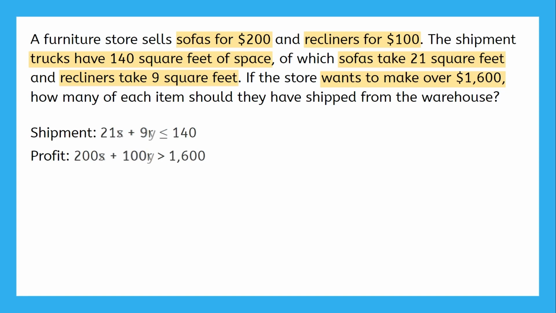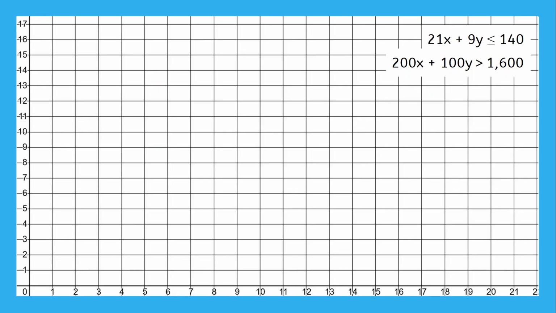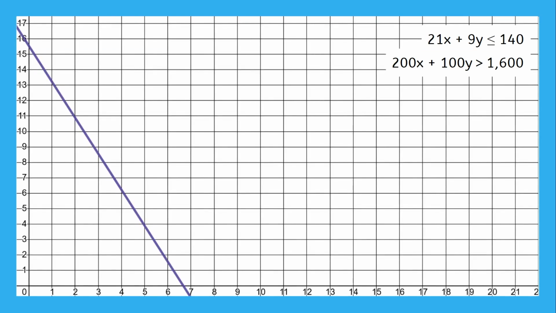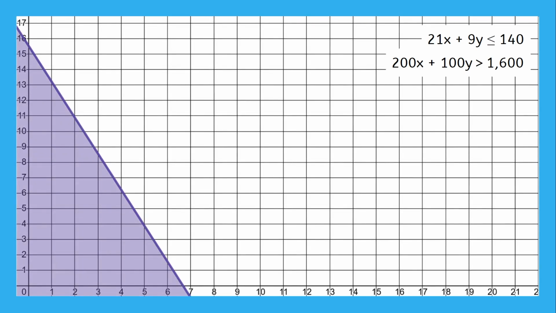All that's left is to change the variables to x and y, then graph the system and find some possible solutions. We graph the first inequality by plotting a solid line through its intercepts. To shade, remember that this inequality represents space on the truck. Would there be enough room on the truck for 0 sofas and 0 recliners? Of course.